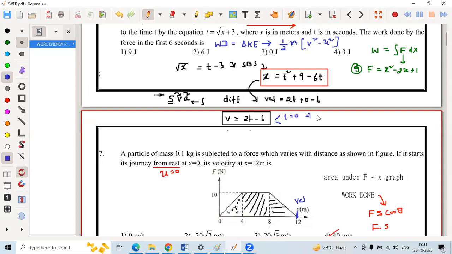So what is initial velocity? Minus 6. Till what time you need to find? Till first 6 seconds. To find final velocity, substitute t is equal to 6. T 6 podunga, final velocity vandrum. 6 to 12 minus 6. Now initial velocity minus 6, final velocity 6. So u place lo minus 6, v place lo 6. Idhula substitute pannunga. That's all. 0 joules. That's the answer. 0 is the answer.